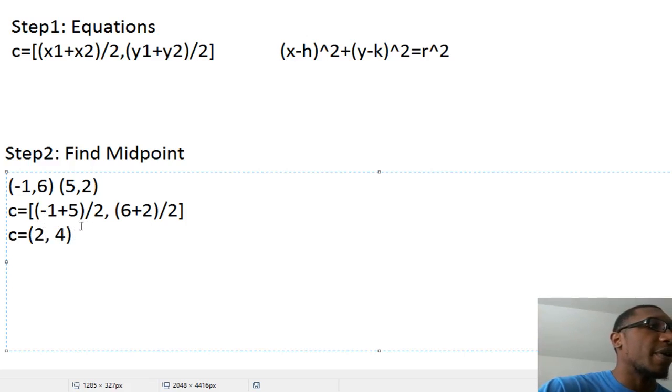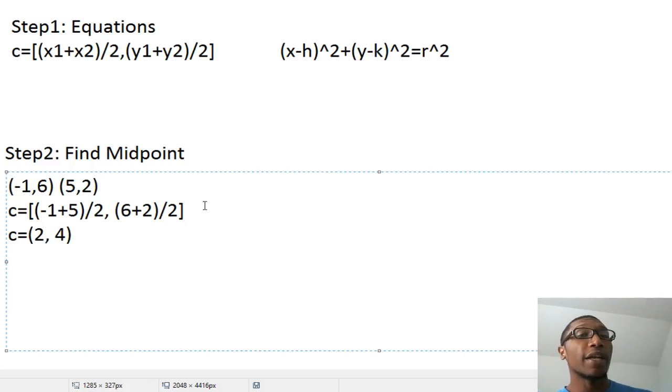So, you guys see it. It was -1 plus 5 equals 4, divided by 2 equals 2. 6 plus 2 is 8, divided by 2 equals 4. So that's how we get our coordinates 2, 4. So that's our midpoint, all right?